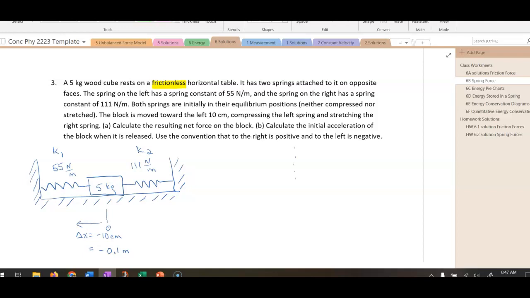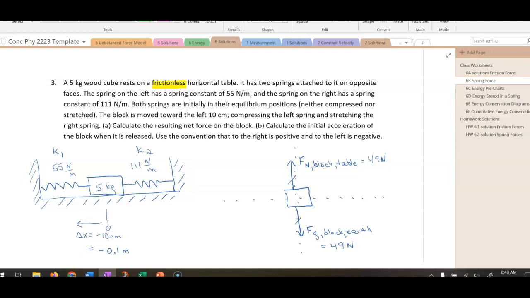Okay, so let's do a force diagram for the block. And we're going to think about it just at the point where it's released. So there's no applied force in our force diagram, right? So there's the weight of the block, and that would be its mass times 9.8, so that would be 49 newtons. And the table is supporting the block with a normal force, and that's also 49 newtons. Those two forces are balancing each other.